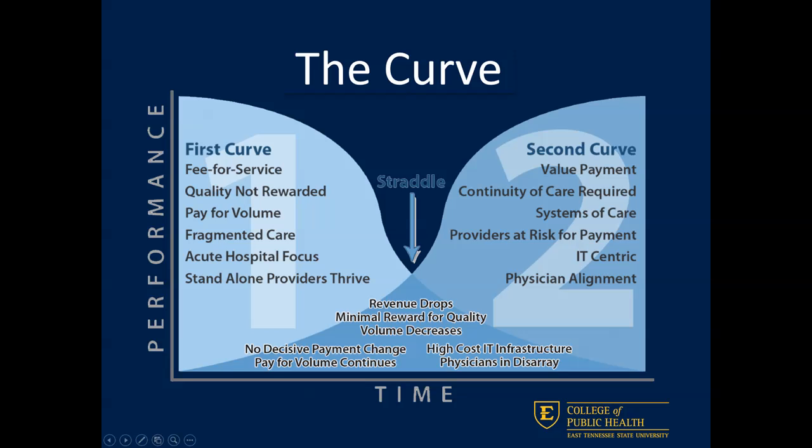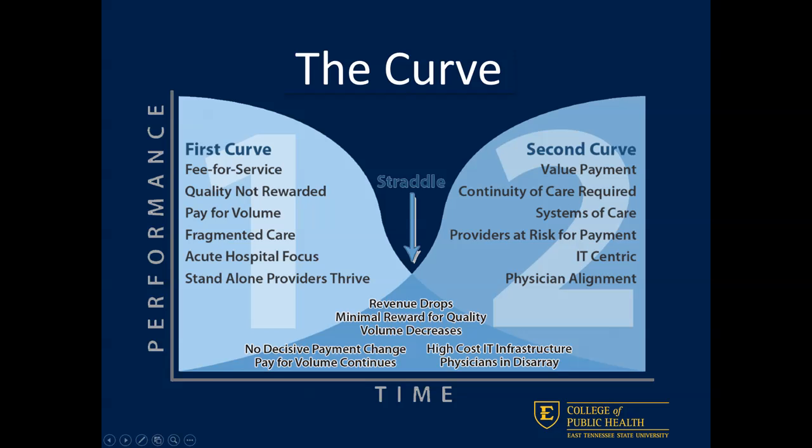Now where we're going is more in curve 2. We're moving more towards a value payment where we're paid on the quality of our patients, the quality of their outcomes and their indicators, the continuity of care, the alignment, how we're more concerned with making things efficient. We're working on utilization. We have alignment amongst physicians. Providers will hold the most risk for payment here because we are focusing on quality a lot more. But where we find ourselves now, and why people can become so frustrated in this environment, is in what's called the straddle.